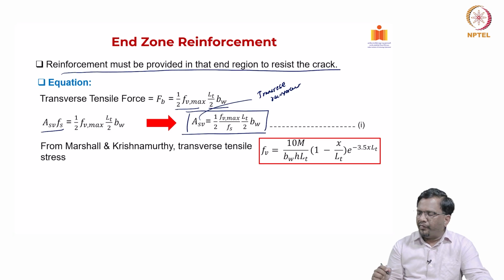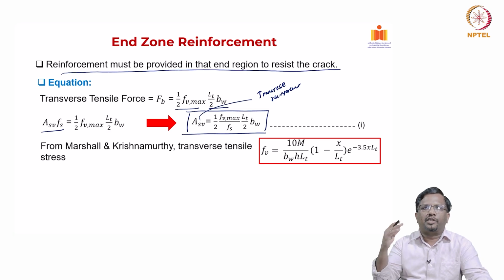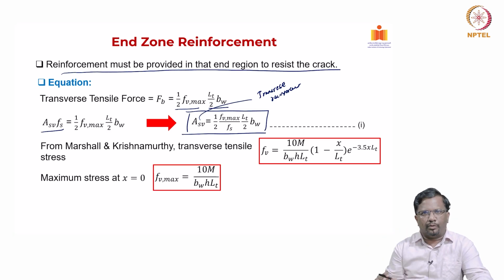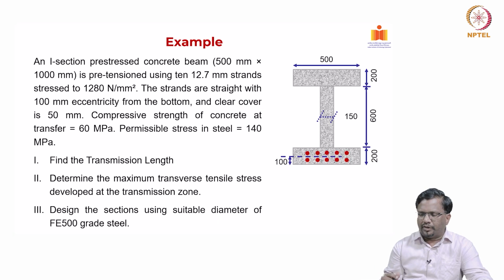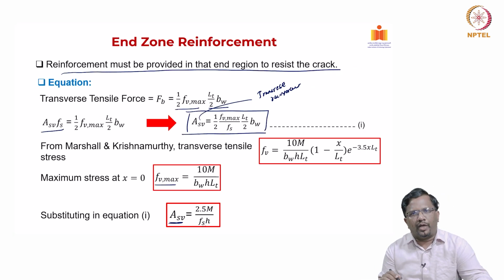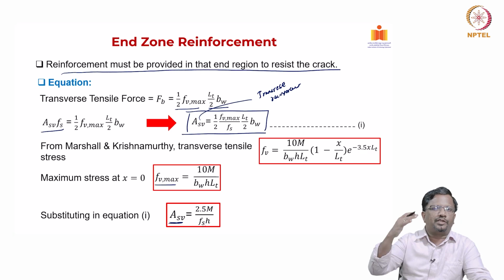Right. Now, we also have an expression for this Fb max. Previously, we have shown that Fb max can be expressed in terms of the moment which is acting about the horizontal plane. So, Fb max at x is equal to 0, we found, is 10 M divided by Bwh into Lt. If I substitute that expression for Fb max in this equation 1, then I can find directly an expression for your transverse reinforcement as a function of the moment that is acting and the stresses. Of course, Fs we take to be 0.87 Fy or some value. Okay. In this way I can find an expression for the amount of transverse reinforcement that is required to resist that transverse tensile stress.